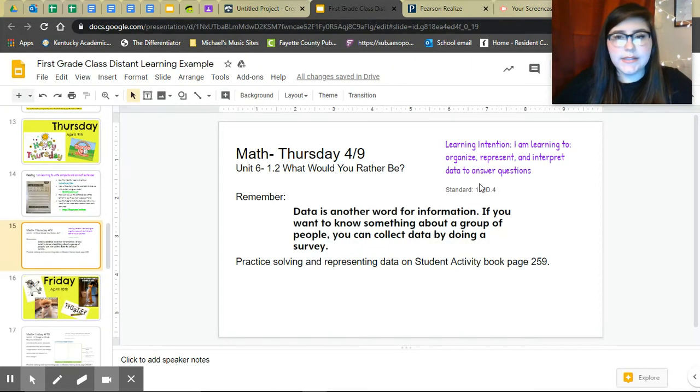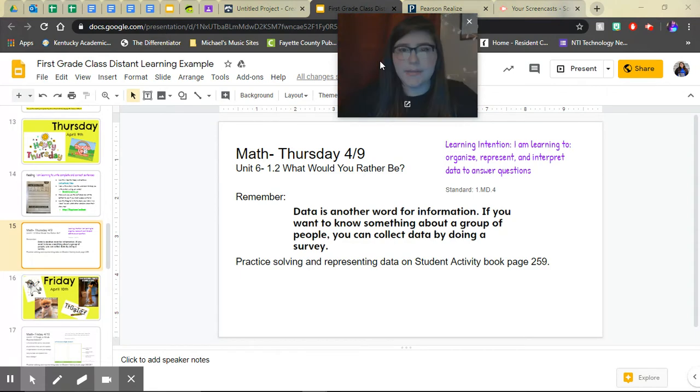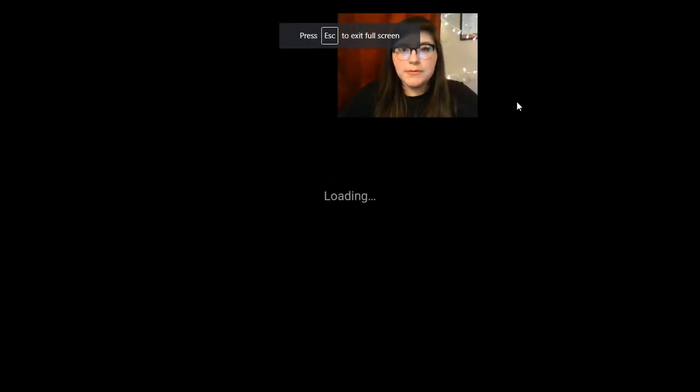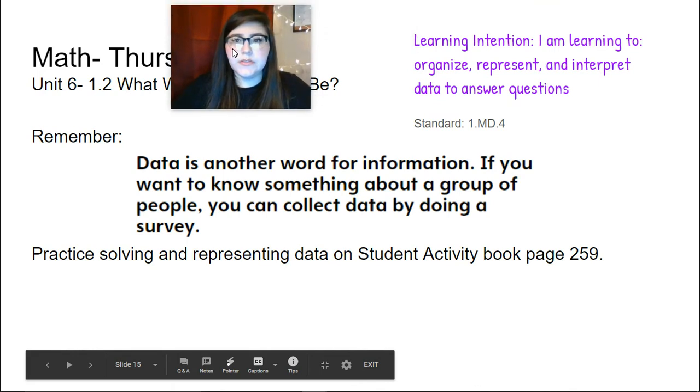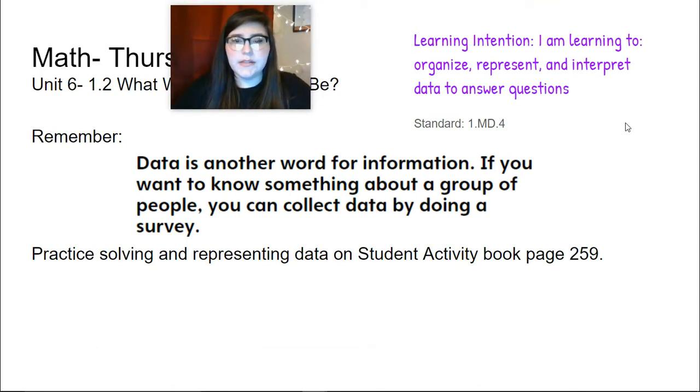Now that we've practiced counting by tens, let's look at today's lesson. So today, our learning target says, I am learning to organize, represent, and interpret data to answer questions. Remember, data is just another word for information. If you want to know something about a group of people, you can collect data by doing a survey.